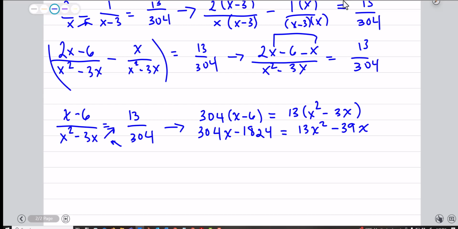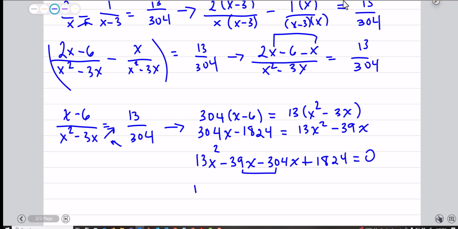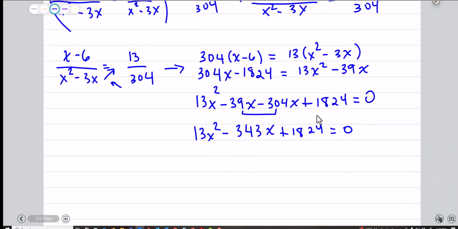And moving everything to one side, I'm going to have 13x squared minus 39x minus 304x plus 1824 equals 0. Combining these like terms, I have 13x squared minus 343x plus 1824 equals 0. Now, this probably is one that would be very difficult to factor.